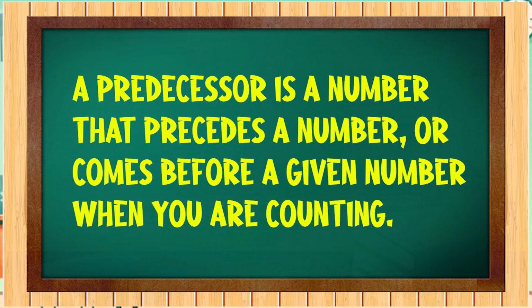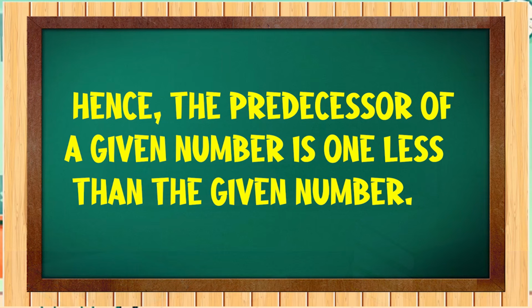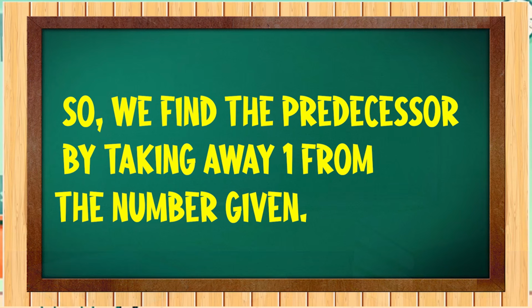A predecessor is a number that precedes a number or comes before a given number when we are counting. Hence, the predecessor of a given number is 1 less than the given number. So in order for us to find the predecessor, we simply take away or minus 1 from the given number.